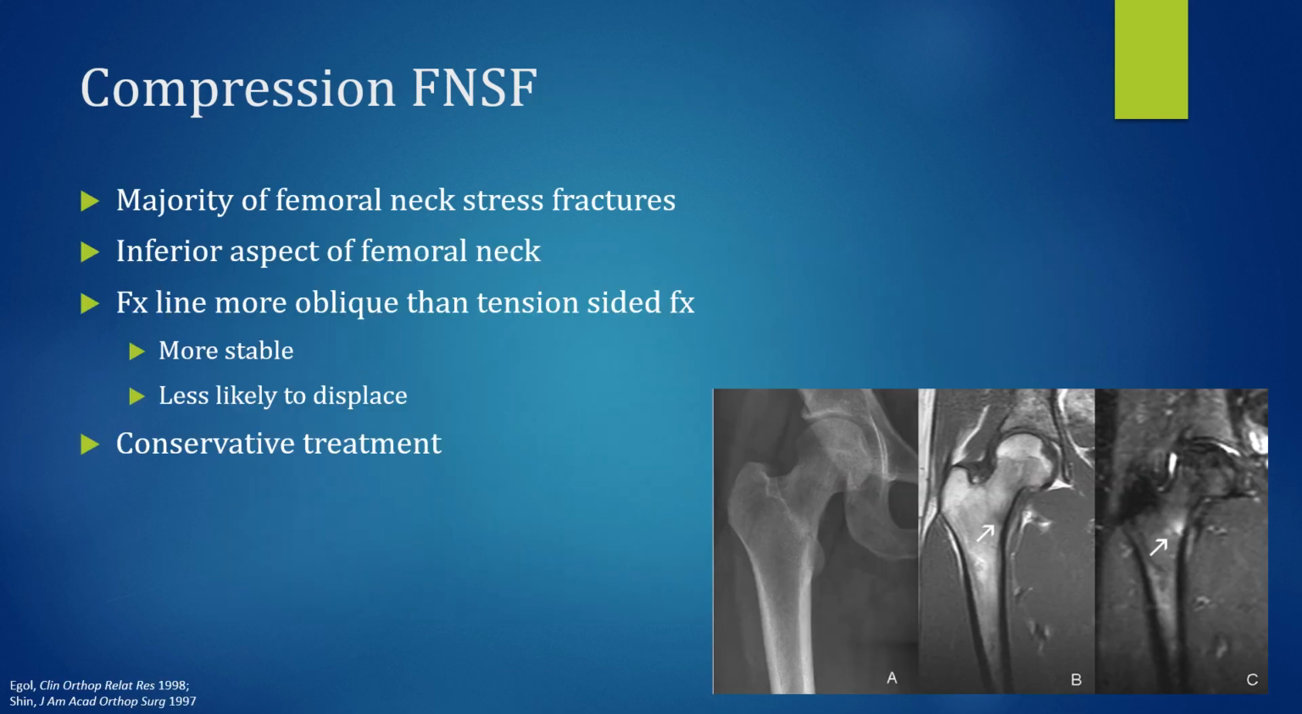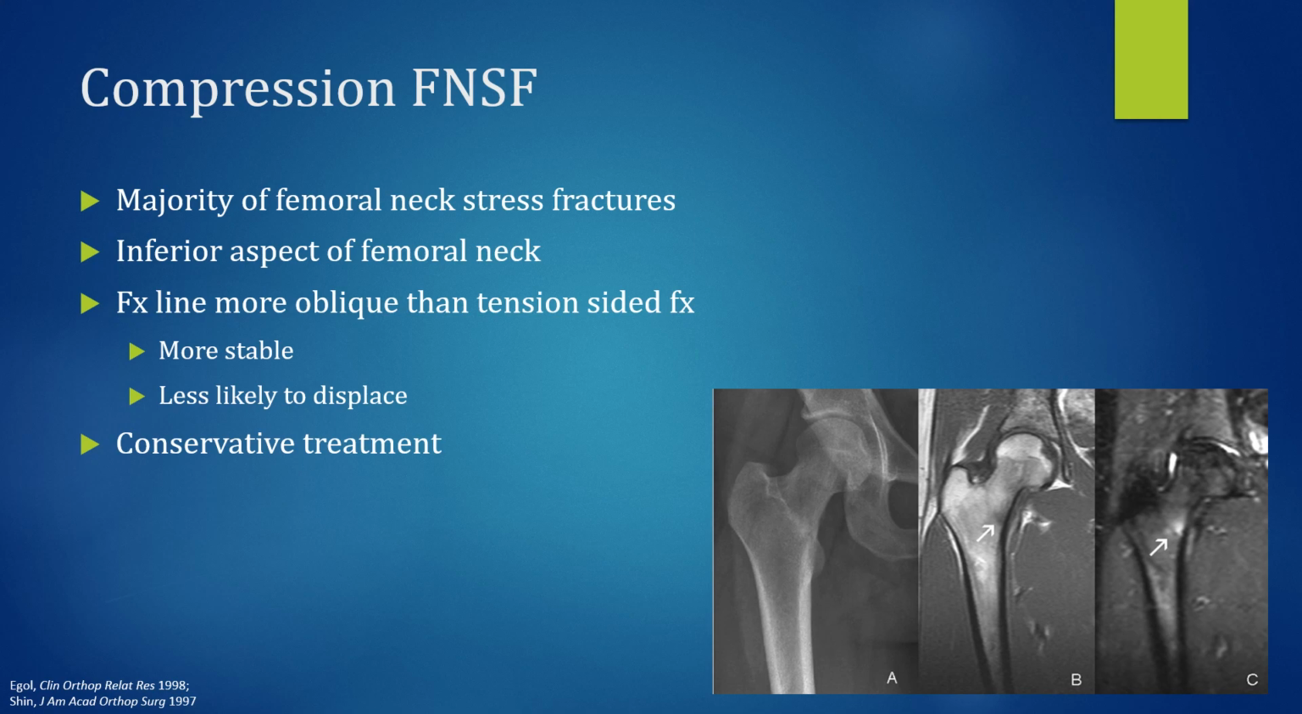Most femoral neck stress fractures are the compressive type. In this type of stress fracture, forces applied to the femoral neck exceed the elastic properties of the bone and outpace the normal healing response. Microfractures then develop and propagate at 45 degrees to the application of these compressive forces, which creates an oblique type fracture line across the inferior aspect of the femoral neck.